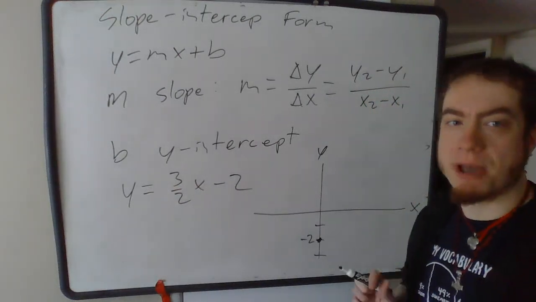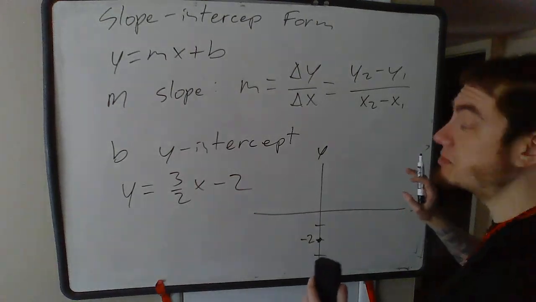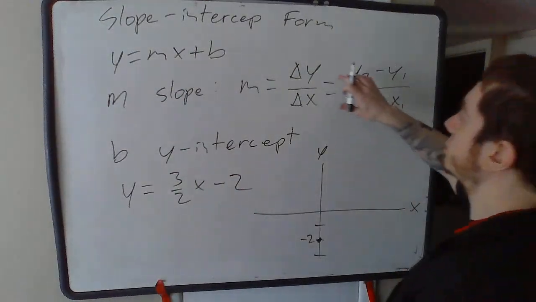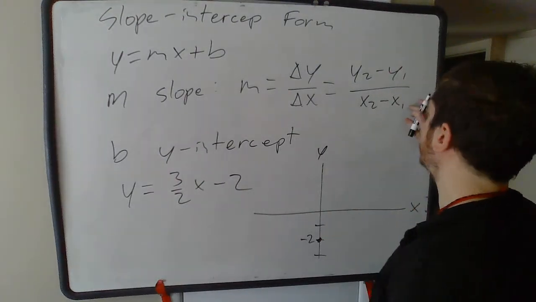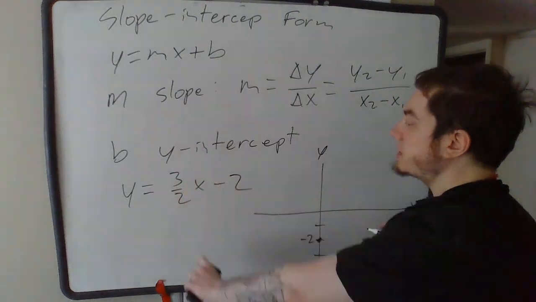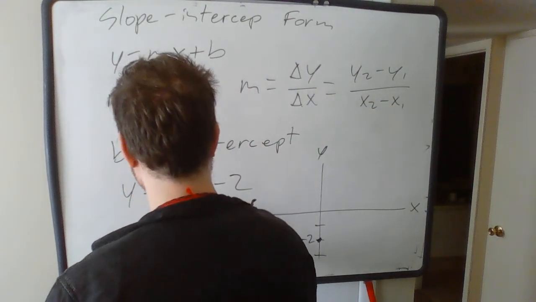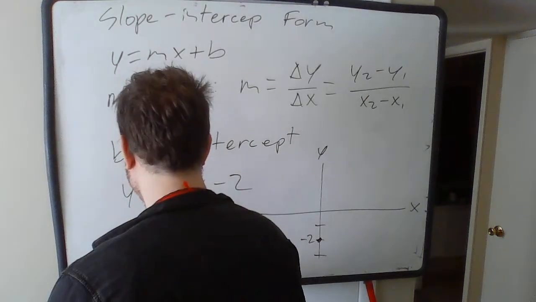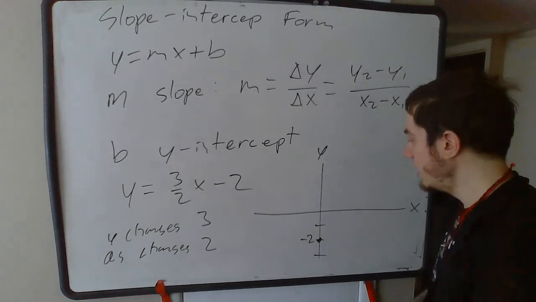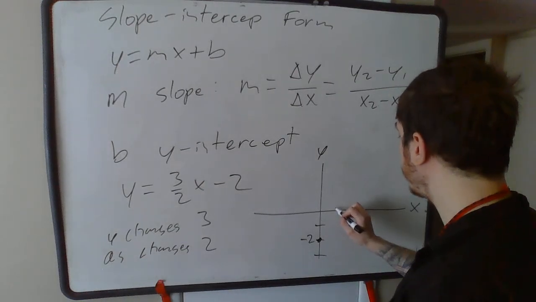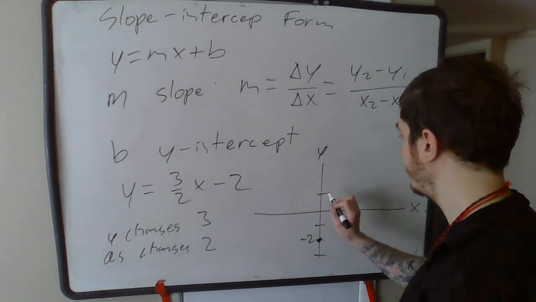And one way to think about the slope, something you can think about with slopes and lines in general, is that the slope is really the rate of change. It's how much y changes per change in x. And what this means is that y changes 3 as x changes 2. So what does that mean? Well, it means if I go over by 2, I should go up by 3.